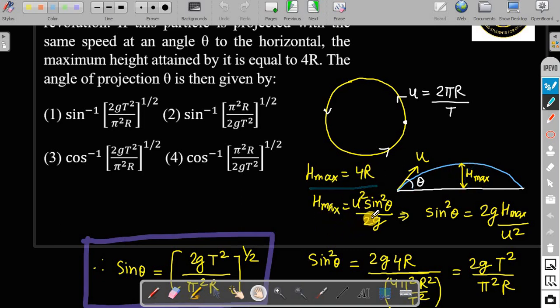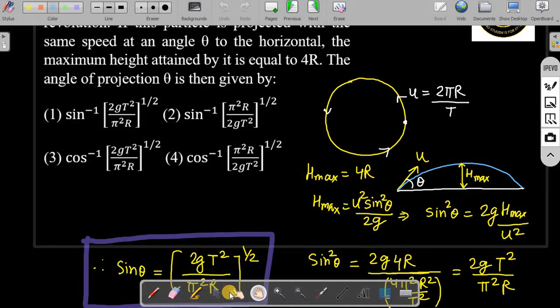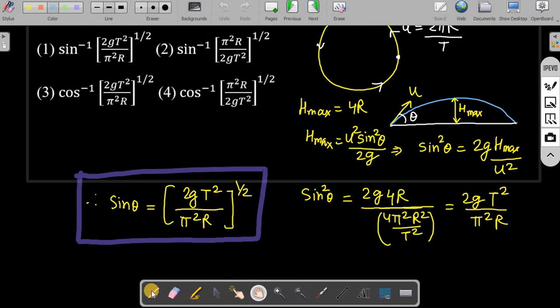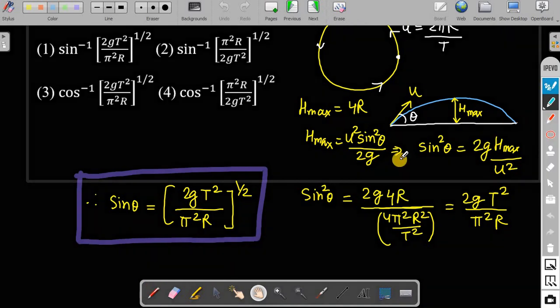Maximum height is equal to u square sin square theta by 2g. We will use the direct formula. From here, sin square theta will be 2g h max by u square. Then we just find sin square theta, that's all. So substitute the h max value as 4r.